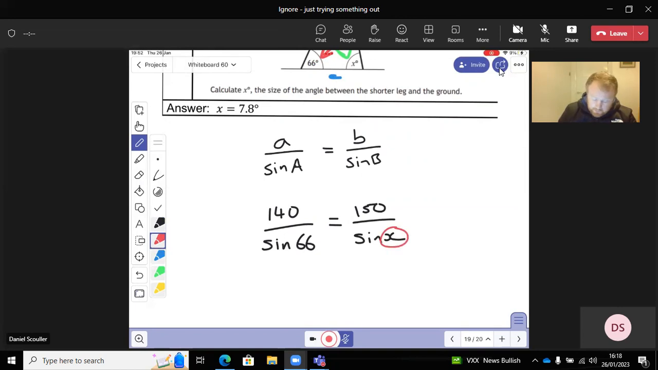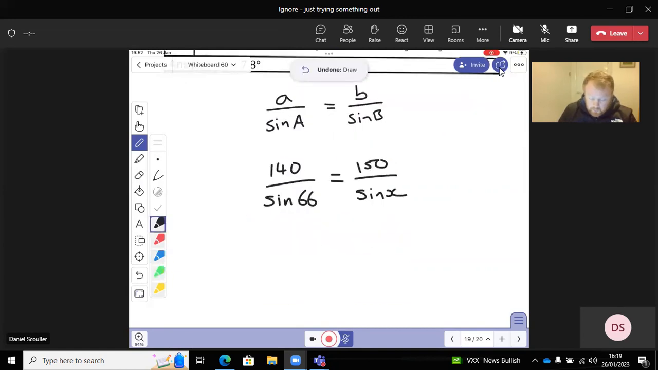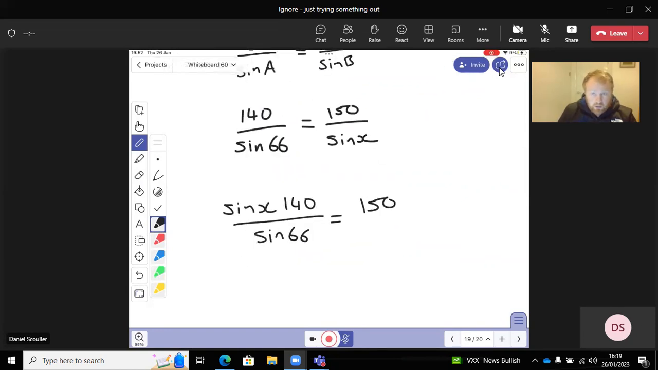Now we want to rearrange this to solve for this unknown. So I'm going to bring this sine X over to the other side. It's a divide on the right hand side, so it's going to become a multiple on the left hand side. So the equation becomes that.